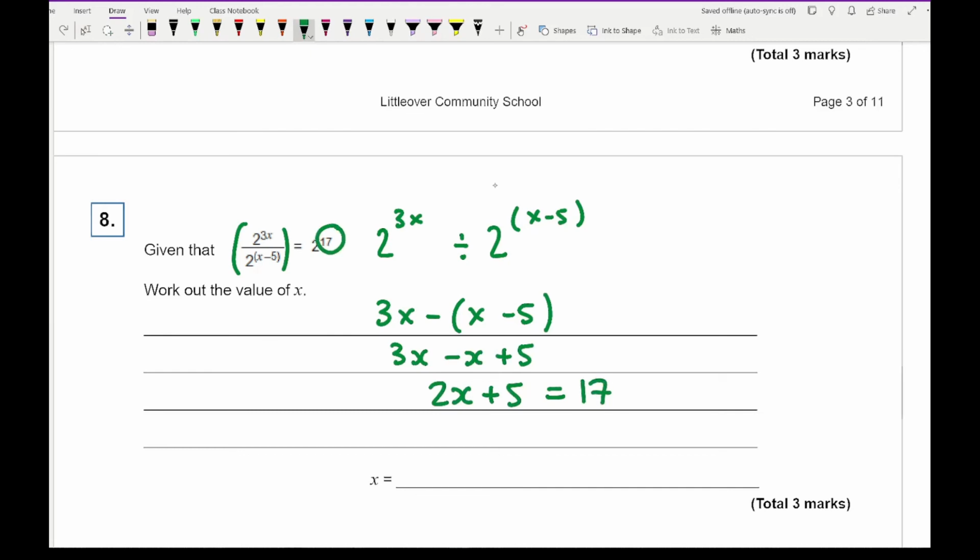So then all I then need to do is solve this, so take away the 5, so that becomes 2x equals 12, and then solve that for x, which is 6, so x equals 6.